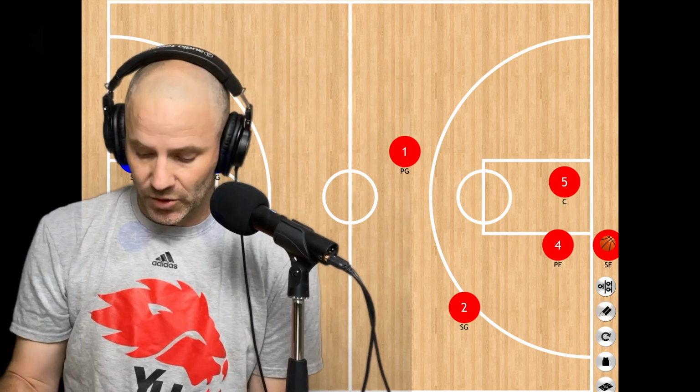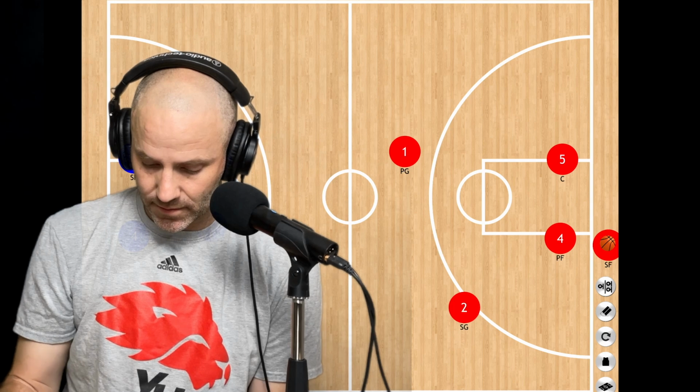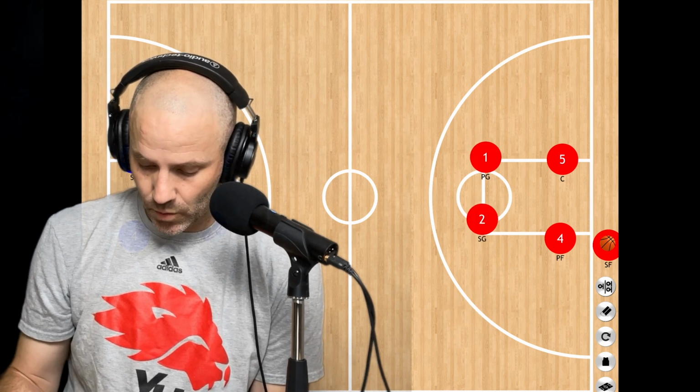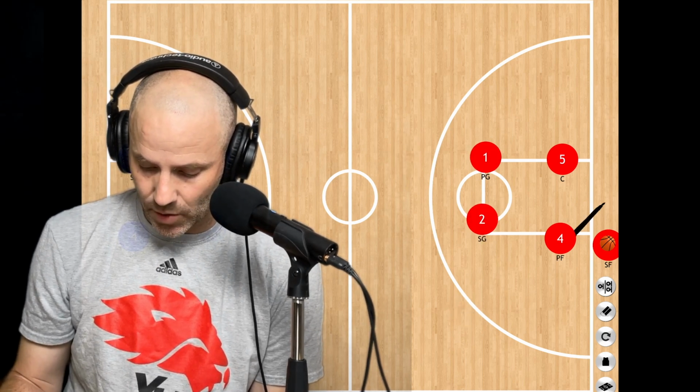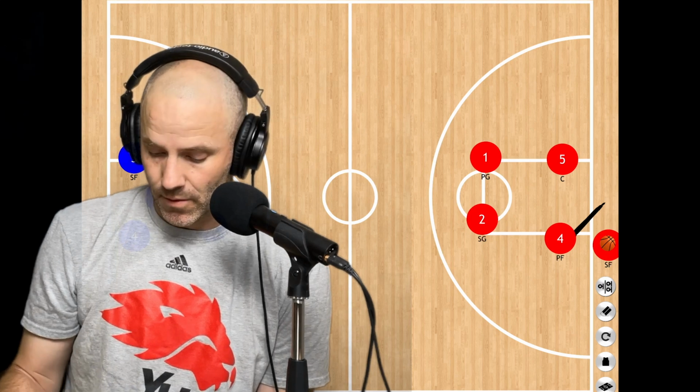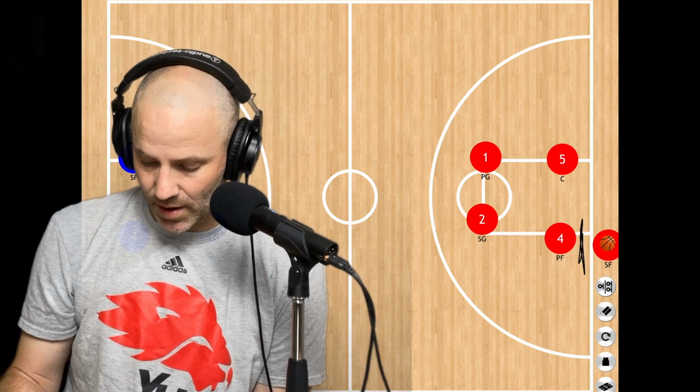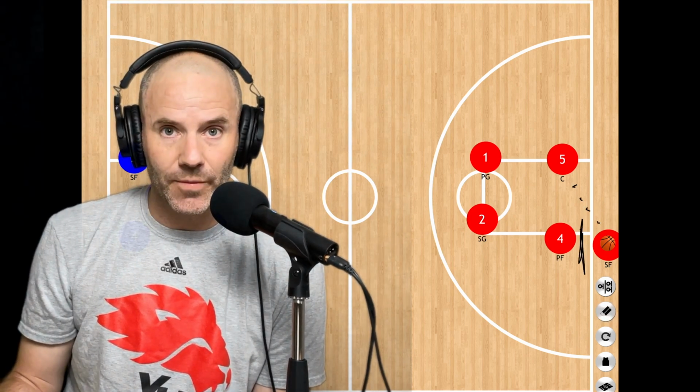Okay? So when we are guarding an out of bounds, we want to be defending the basket. We want to be facing this way. We do not want to be facing this way because then that allows this pass to that player.